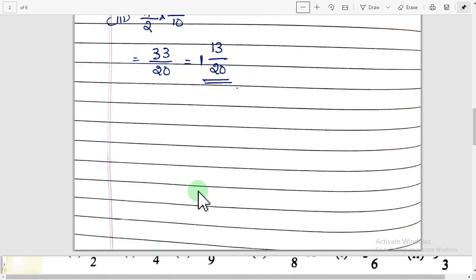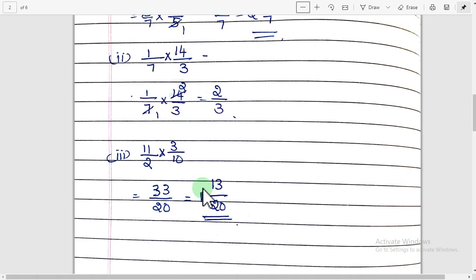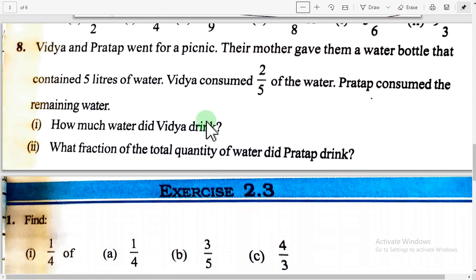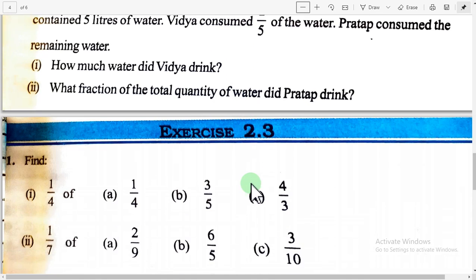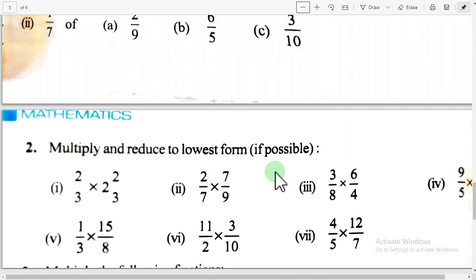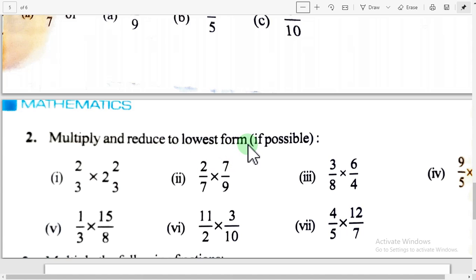So these are example sums. Similar sums are there in the exercise. This sum I have already explained. This is exercise 2.2, the last sum, and 2.3. Find 1 by 4 of these three sums, 1 by 7 of these three. Refer to the example sums and multiply and reduce to lowest form.